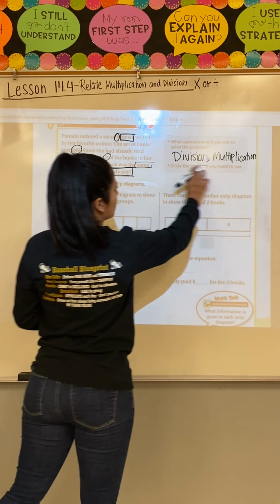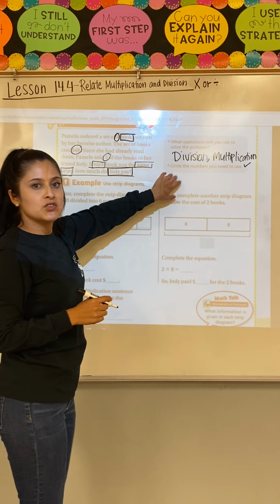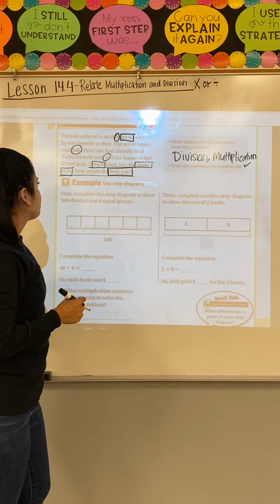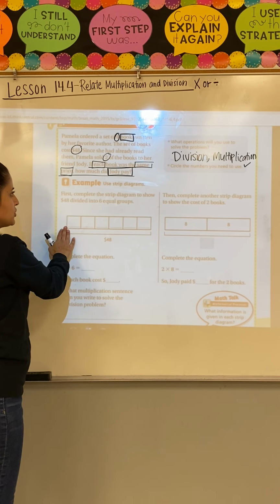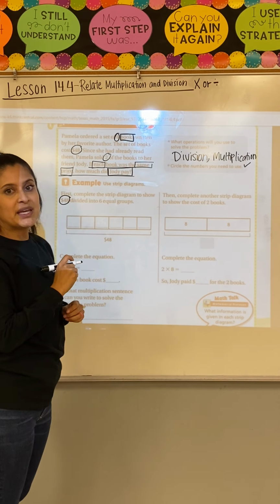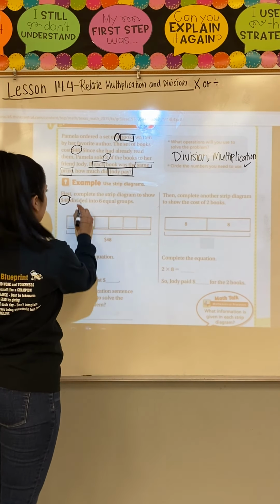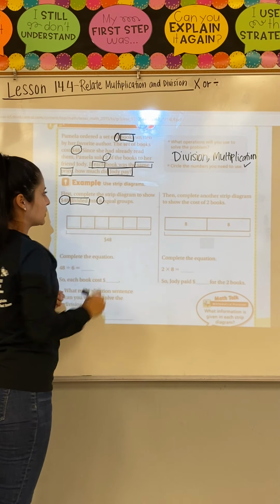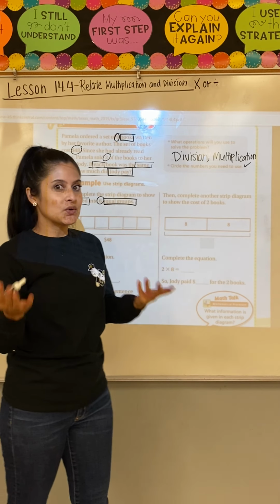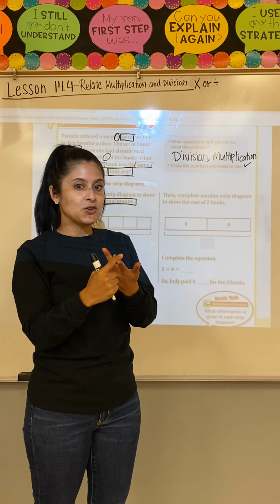All right, so we circled the numbers we needed to use. We used our cube strategy. Let's go ahead and take a look at our first step. First, we're going to complete our strip diagram to show 48 total being divided up, shared equally, into 6 equal groups. Oh, now I remember when we did equal groups, we're either multiplying or dividing.